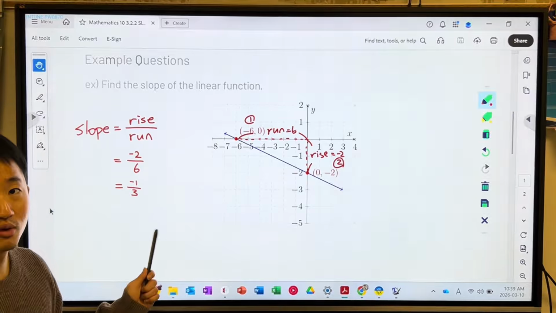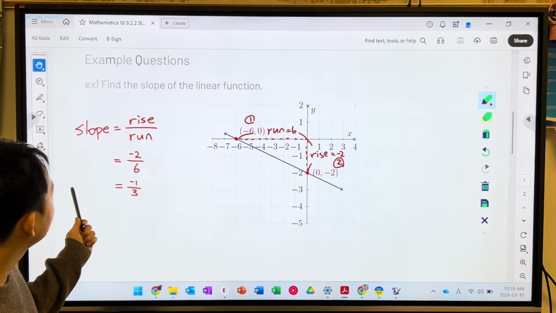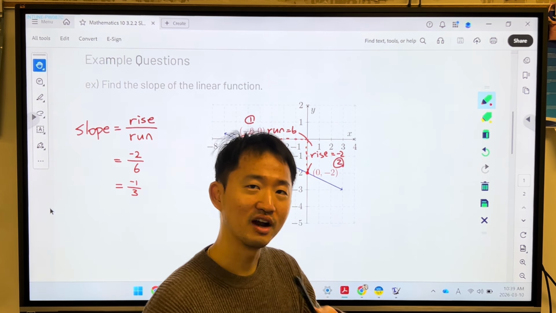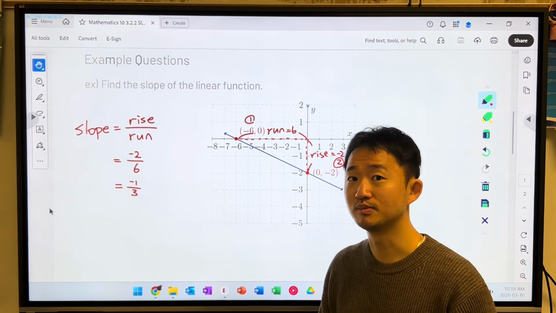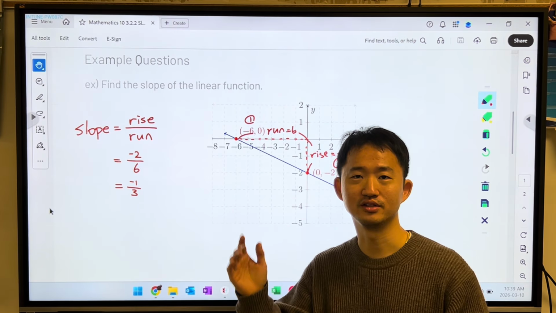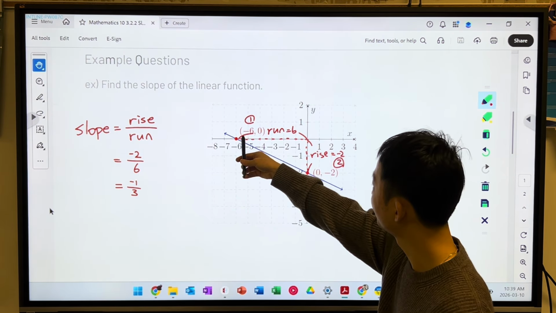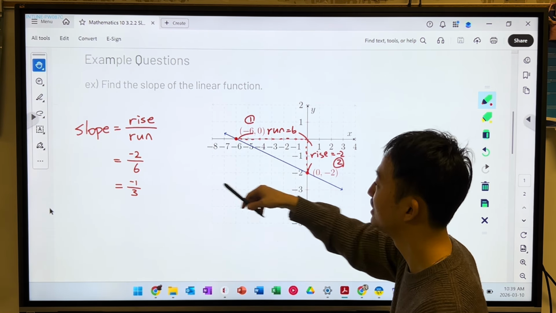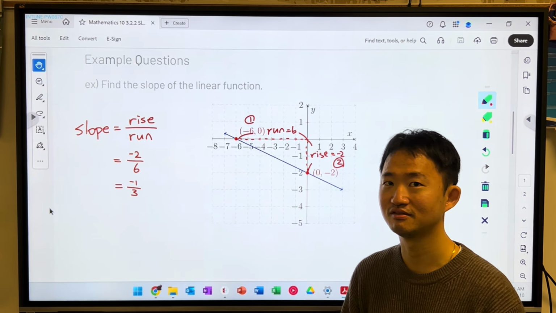We do a quick intuition check. When the slope is negative, my graph is going to go down. If the slope is positive, my graph is going upwards. And it makes sense that from 1 to 2, I'm going down the hill. So therefore, the slope is negative.